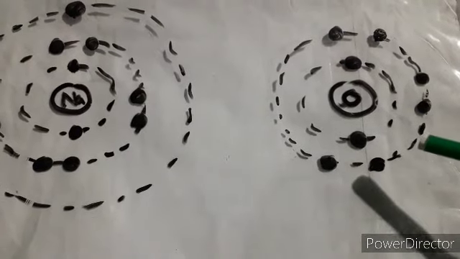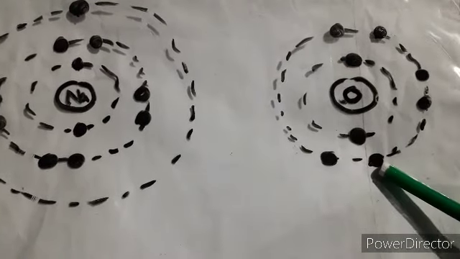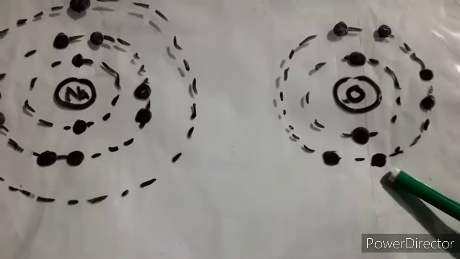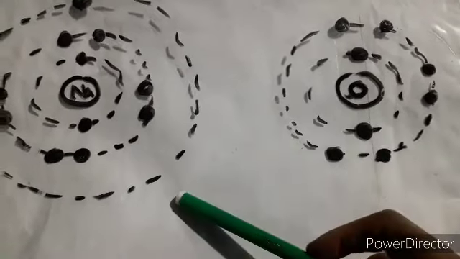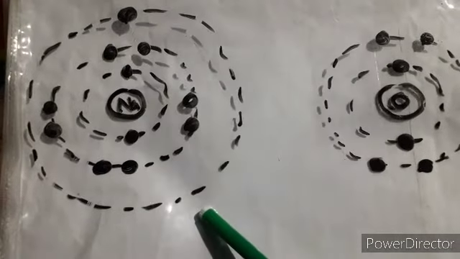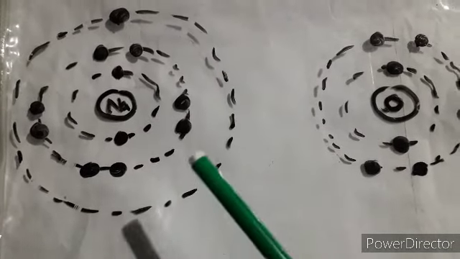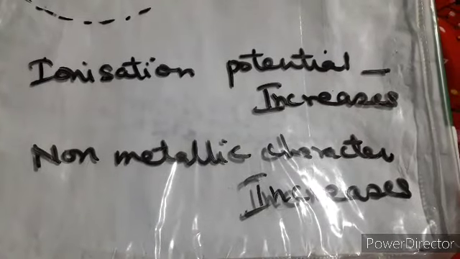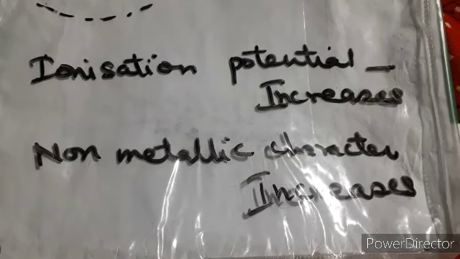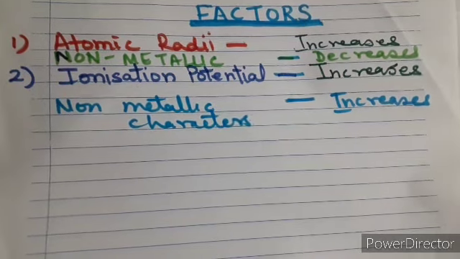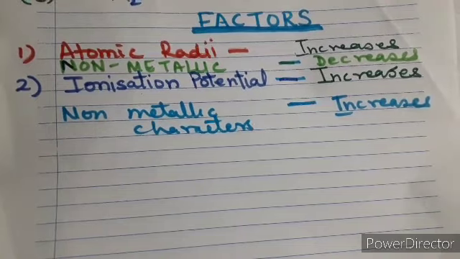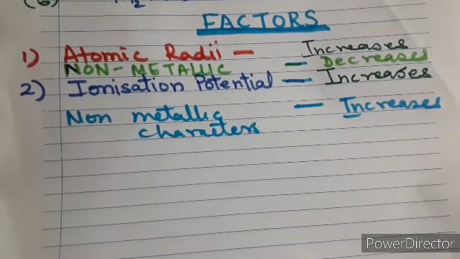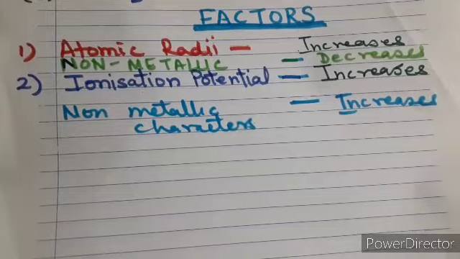So what we got in conclusion, that over here the ionization potential was high, the non-metallic character increases, and over here when your ionization potential was low, the non-metallic character decreases, right? So you must be understanding this concept. Ionization potential increases, non-metallic character increases. Now once again we'll see both the factors which we have discussed earlier. Now you can see that the atomic radius increases, non-metallic character decreases; ionization potential increases, non-metallic character increases.